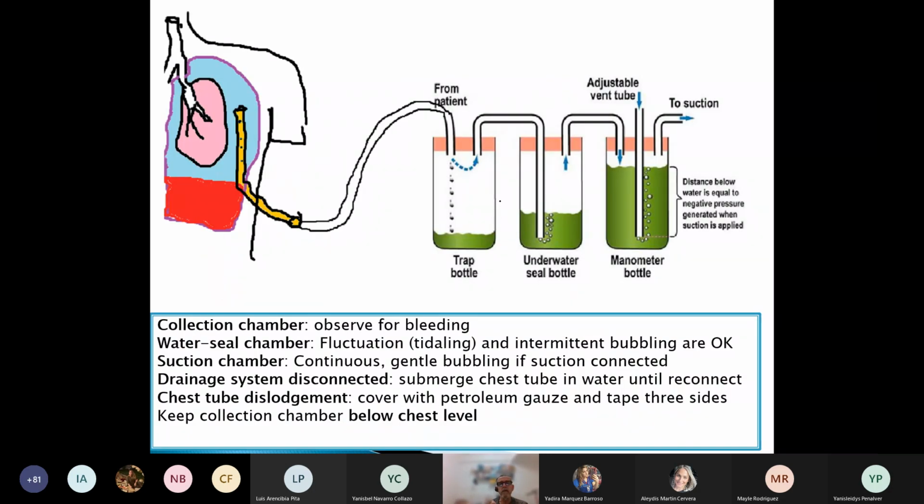For questions about the closed drainage system for chest tube, remember that you have three chambers. One chamber is called the collection chamber, collecting chamber. What does it collect? Money? No, it collects liquid.